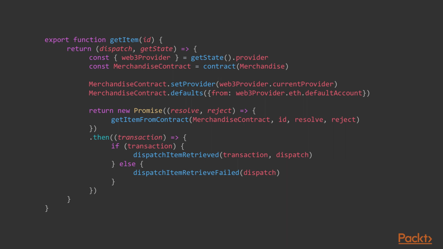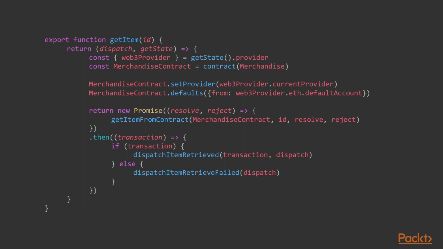Then we can set the default from account to the default account in the Web3 provider, because remember, we can have multiple accounts on an Ethereum network, and this is going to specify which one to use. Talking to contracts on the Ethereum network happens asynchronously, and most of the time there's going to be some time delay, so we wrap all of that communication in a promise. This promise won't get resolved until we either receive our data back or we get an error back. Based on whether we receive our transaction or an error, we'll call dispatch item retrieved or dispatch item retrieved failed.